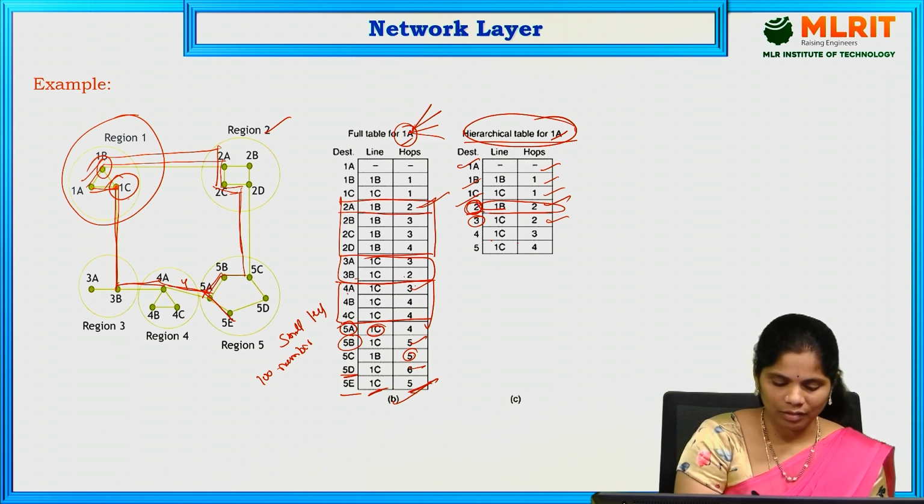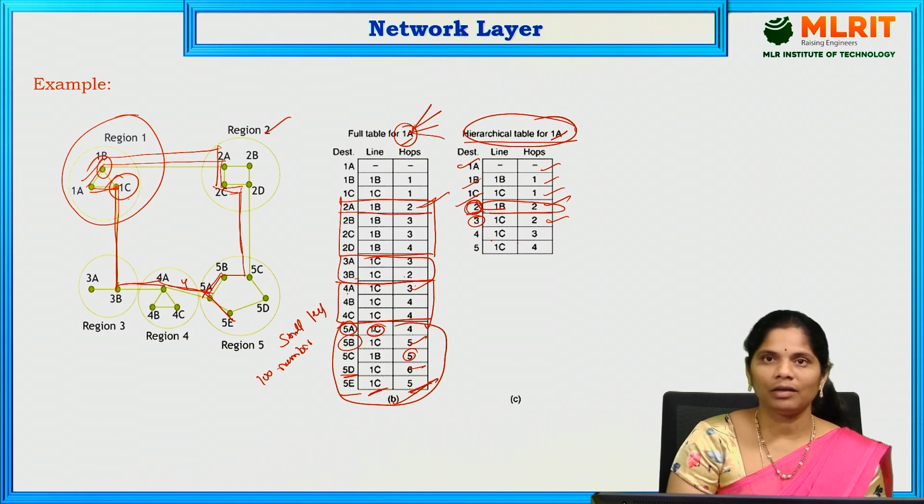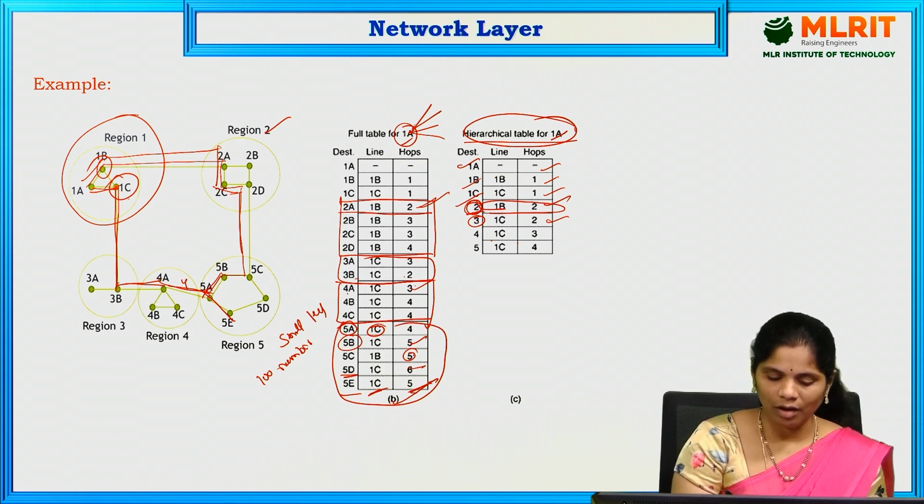And next one, in this region 5. Which one is the shortest here? All are 4, 5, 5, 6, 6. Which one is shortest? 4 only.